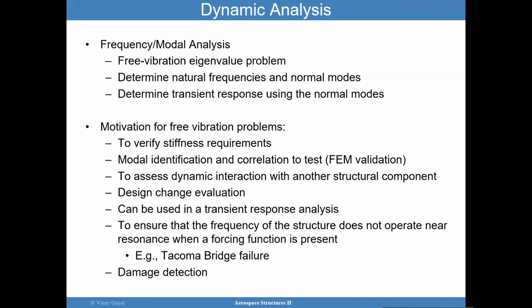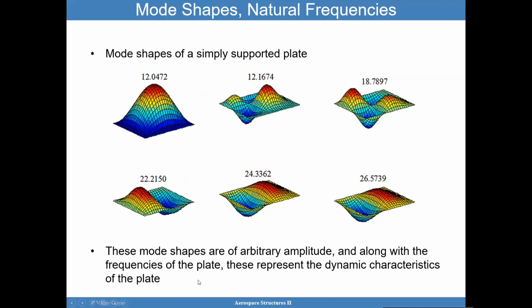And also, as I discussed earlier, we can ensure that the frequency of the structure does not operate near the resonance when a forcing function is present. I invite you to look at the Tacoma Bridge failure as an example. And then I talked about damage detection. So getting natural frequencies and mode shapes, doing that process, is called a modal frequency extraction procedure. That's really what we're trying to do: extract the mode shapes and natural frequencies for a particular system.